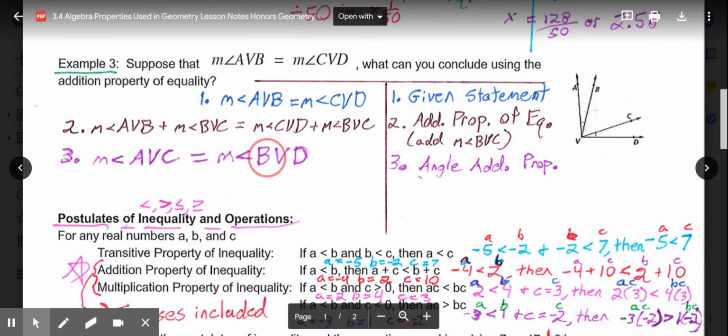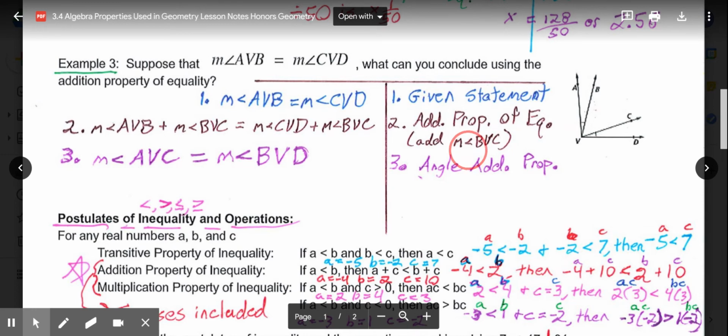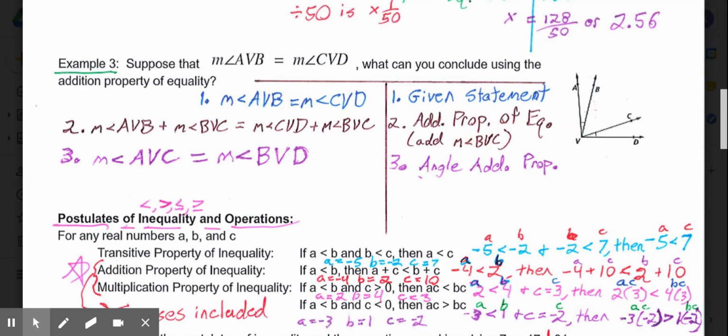So what we could conclude is that the measure of AVC is equal to the measure of BVD, because what we're doing is adding that BVC to each side.